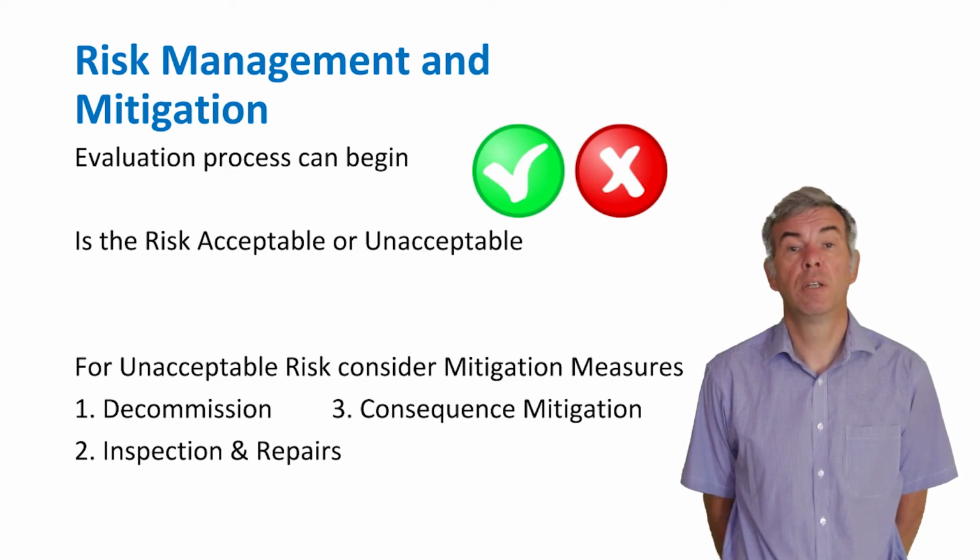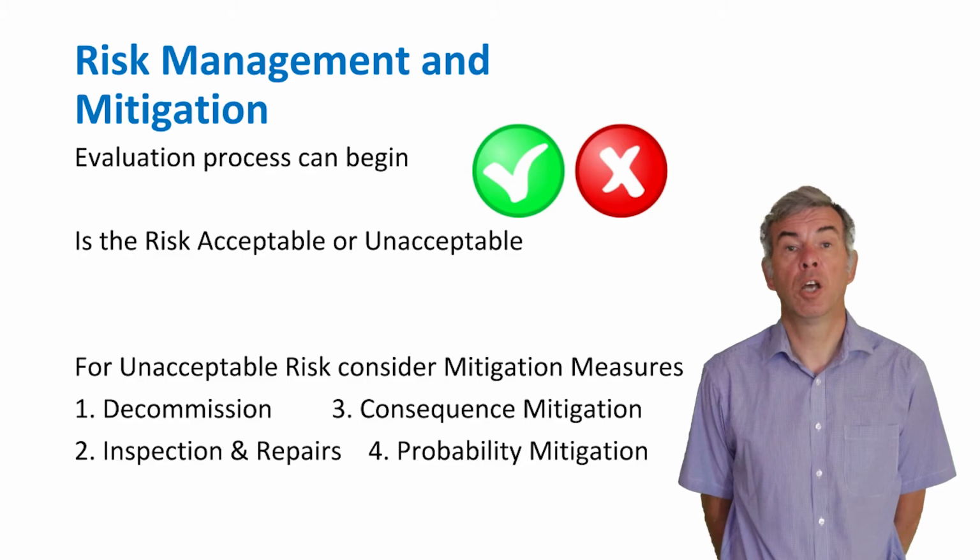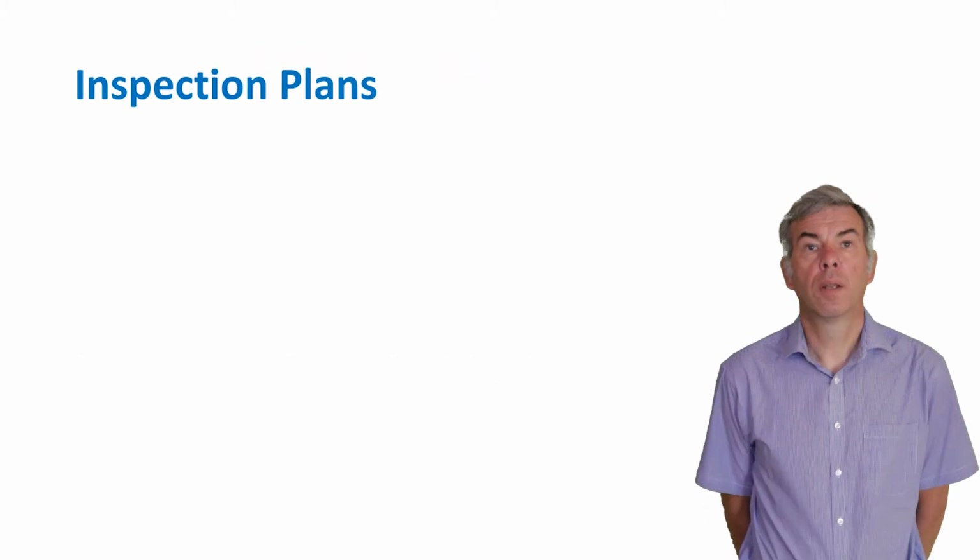And fourthly, can probability of failure be mitigated? So for instance, can materials of construction be changed to reduce corrosion rates or to eradicate a damage mechanism? Now we can create some inspection plans.